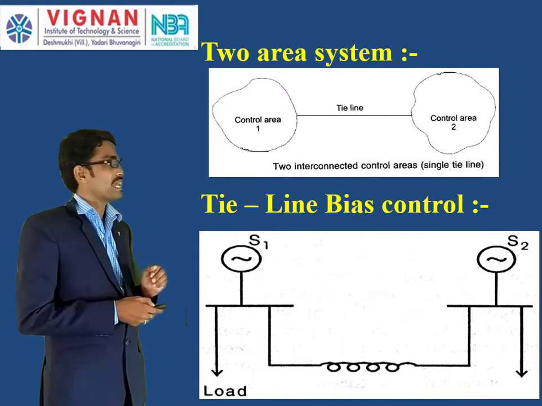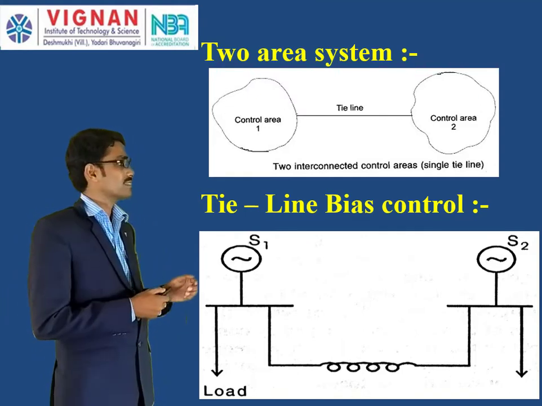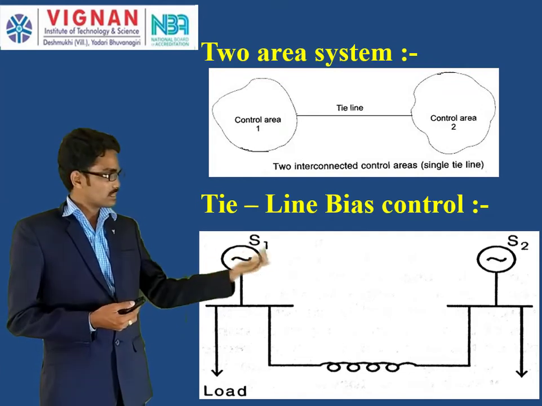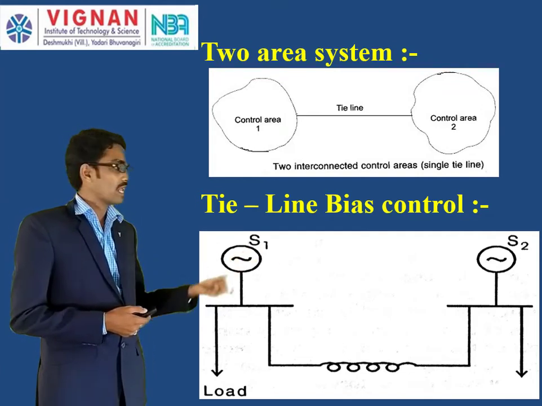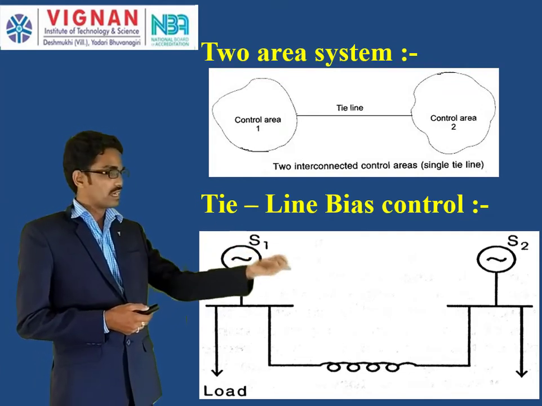There is a tie line bias control. Let us consider the figure below, that is tie line bias control. In that we have two generators, S1 and S2.